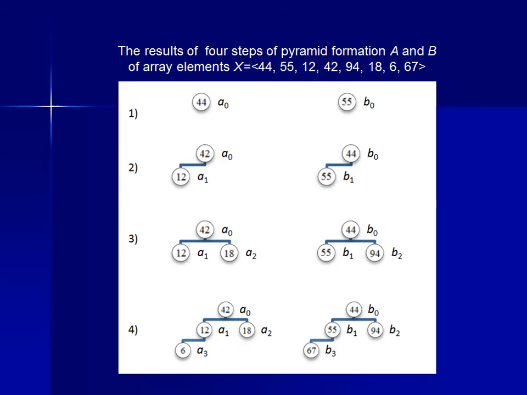For example, let's see the formation of two pyramids for the array X. The first two elements are at the top of the pyramids and all the others in pairs are placed in the formed pyramids, so that the elements placed on the top of one pyramid may go to another pyramid. The results of four steps of forming pyramids A and B from array elements you may see in this picture.